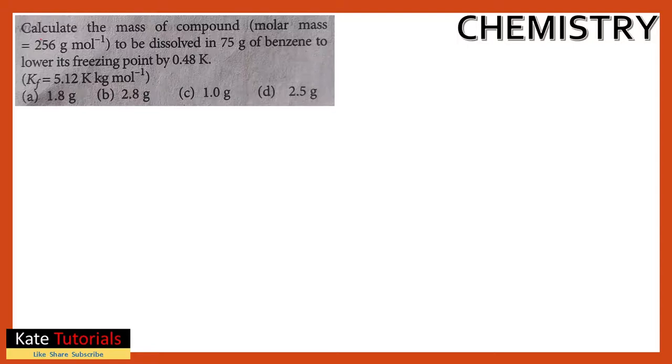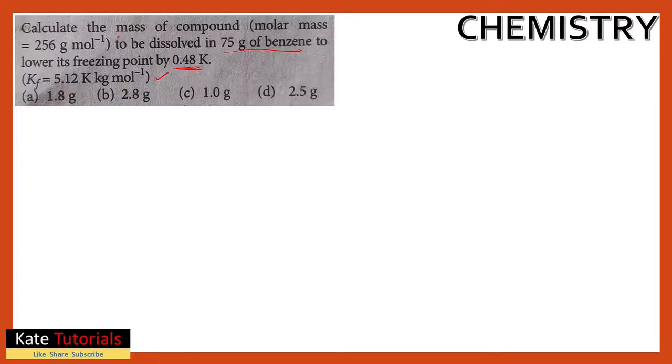So the question goes like this. Calculate the mass of compound. They have given the molar mass, that is 256 gram per mole, to be dissolved in 75 gram of benzene to lower its freezing point by 0.48 Kelvin. Kf value they have given, right? And we have to see which one we will get. A, B, C, D options they have given. So this is one of the easiest questions they have asked.